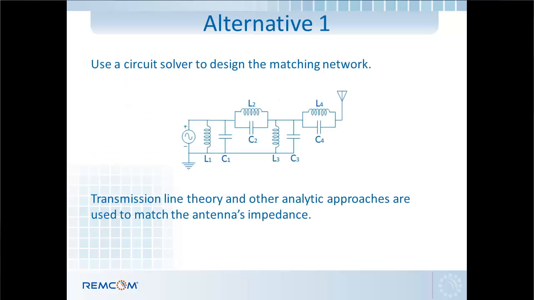So the first method is going to be using a circuit solver to design your matching network. And this is based on transmission line theory and other analytic approaches that are used to determine the match based on the antenna's impedance. So you would run a simulation or take a measurement, you would get the impedance of the antenna, and then you would plug it into a circuit solver and determine what that matching network would be.